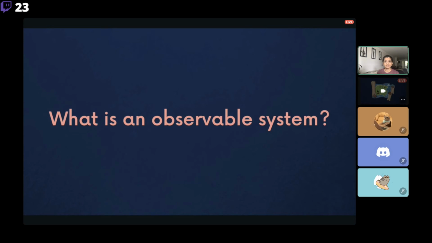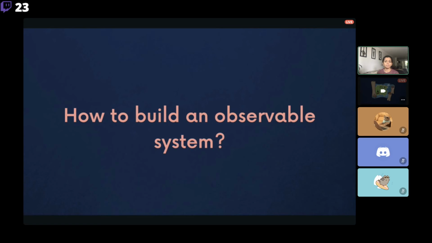For example, when I woke up at 2 a.m. and I knew what the problem was, but I was also able to identify why with the information from the system, then that would be a pretty good observable system. So how do you build this kind of system? You just can't hope to have an observable system. You really have to build it.